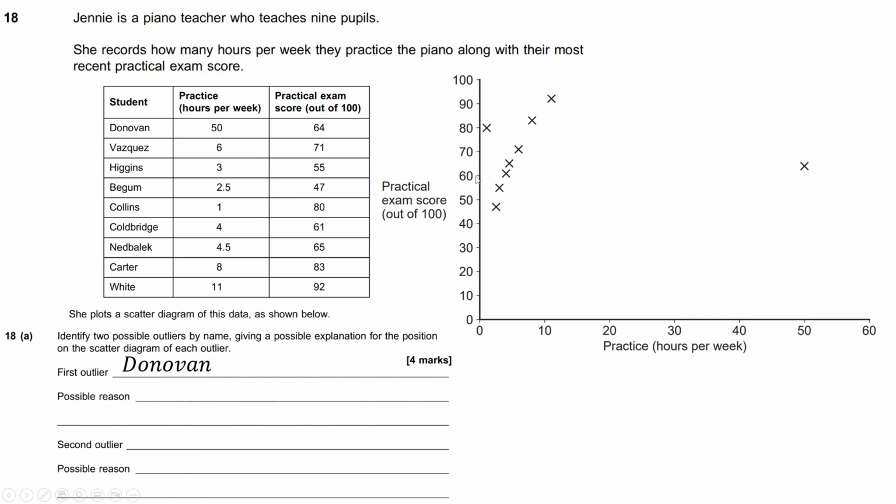So he's practiced a lot, but he's not gotten grades that follow this trend, because the trend here is that as you increase the number of hours of practice that you do, your result is going to be better. But his isn't all the way up here, it's here. So he's an outlier. Maybe he's just not as good of a player as the others. That's actually an answer that you can put.